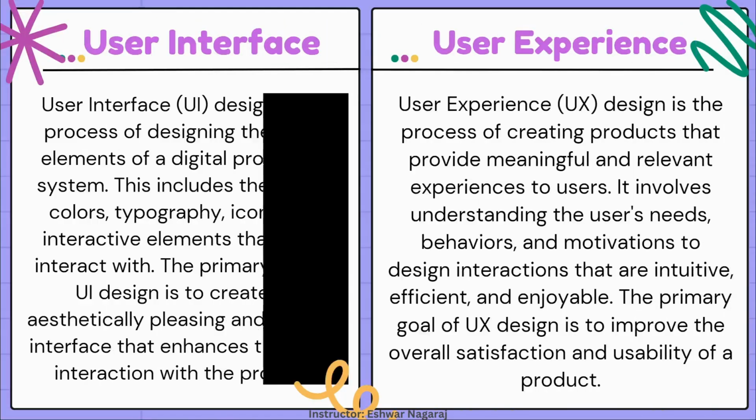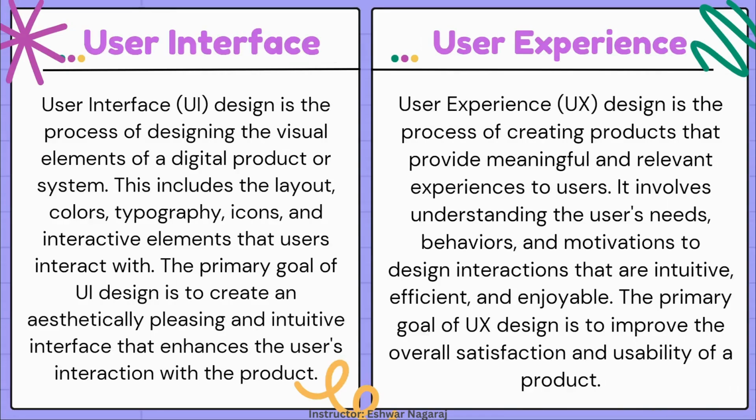Still, to be more clear, we'll have a look into it. UI design is a process of designing the visual elements of a digital product or system. That means the typography used, the color palettes used, the icons, and the interactive elements like buttons or anchor tags, that means links that users interact with. All these things will be included in user interface design. The primary goal of UI design is to create a pleasing and intuitive interface which enhances users' interaction with the product. So the look and the feel is dependent on user interface.